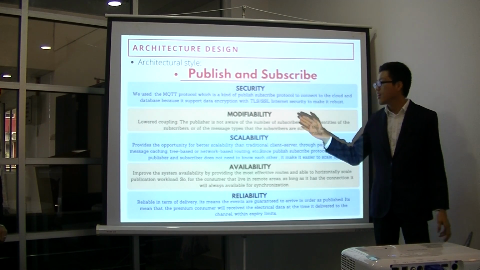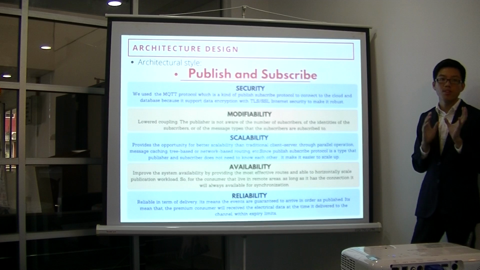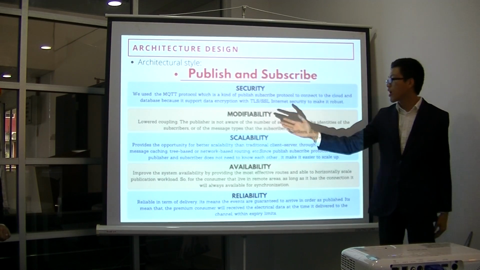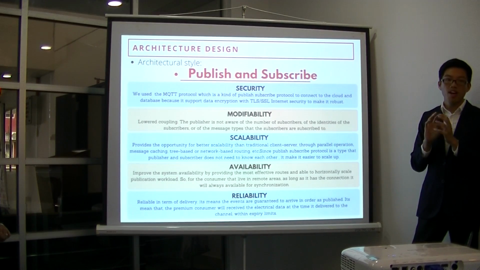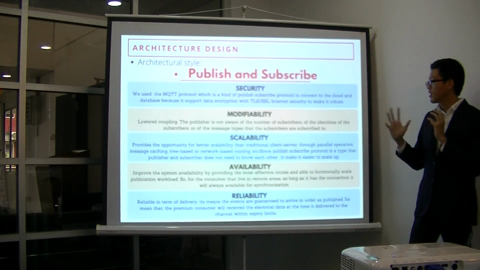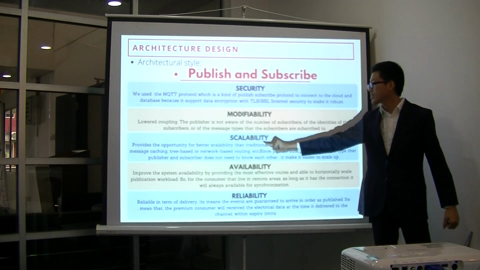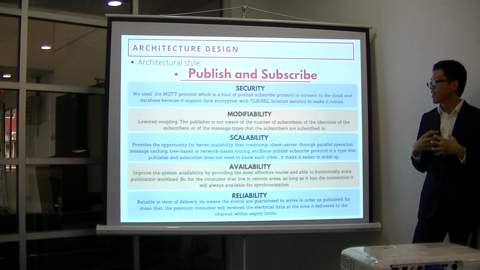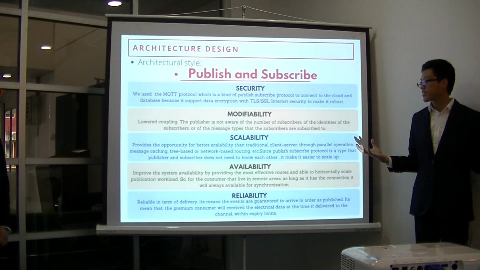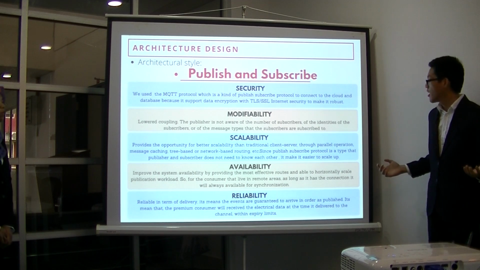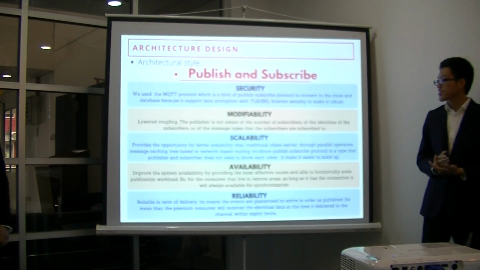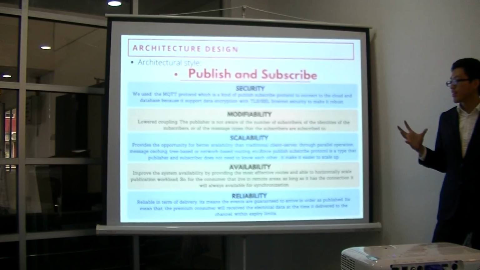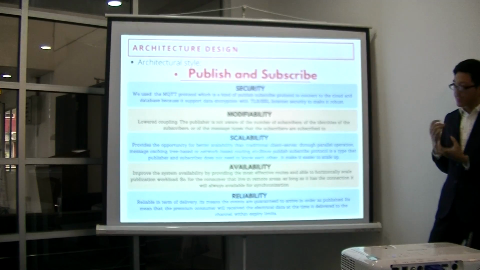For modifiability, publish-subscribe does not need the publisher and subscriber to know each other, so they have lower coupling, and it is easier for the publisher to change and edit data. Scalability is similar: because of low coupling, it is easier to scale up and provides better scalability than the traditional client-server, through parallel operation, message caching, and network-based routing. Since publisher and subscriber don't need to know each other, it is easy to scale up.